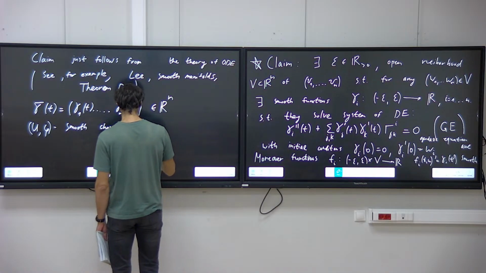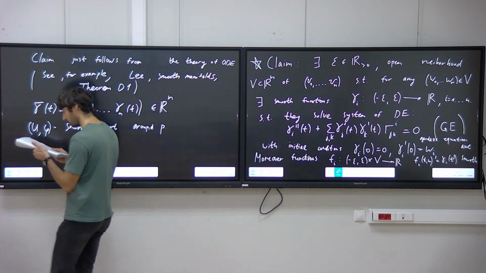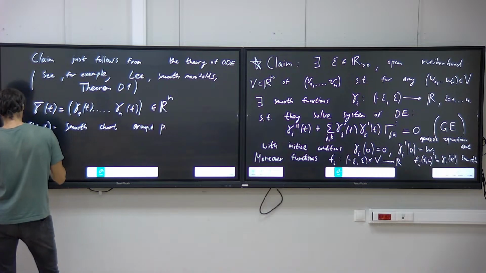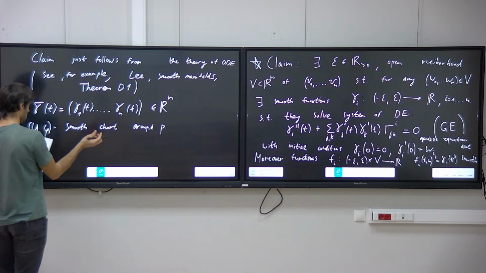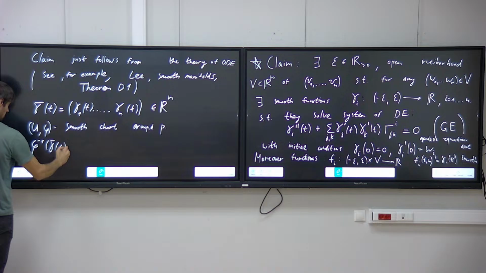Around P, right? And then if I take well, we can take epsilon small enough such that this gamma tilde, gamma bar, is inside the image of phi of u, right? So let's take such epsilon small enough. So that I want to consider inverse of phi applied to gamma tilde of t, right?